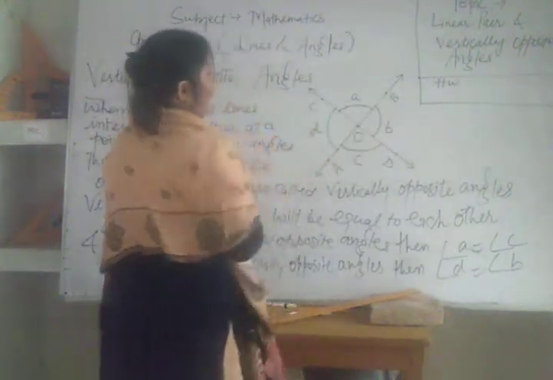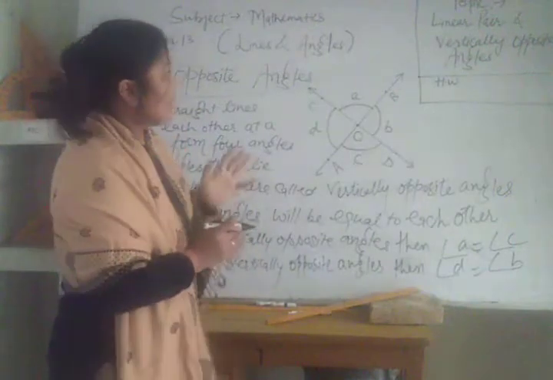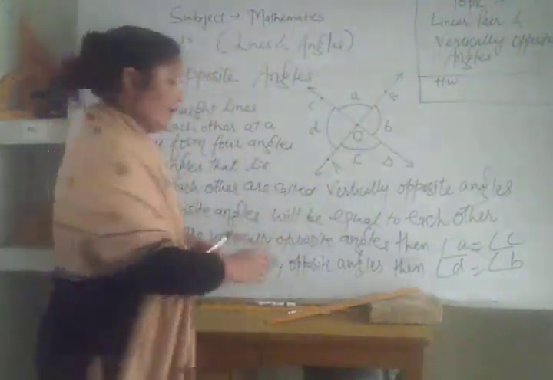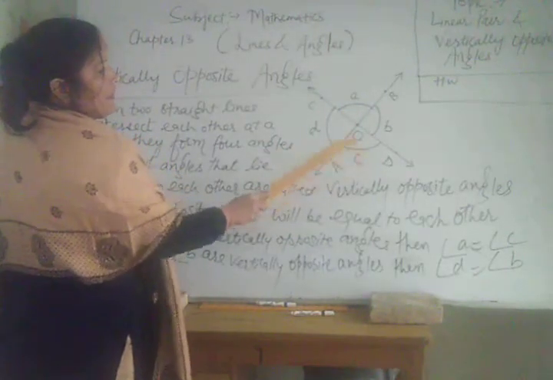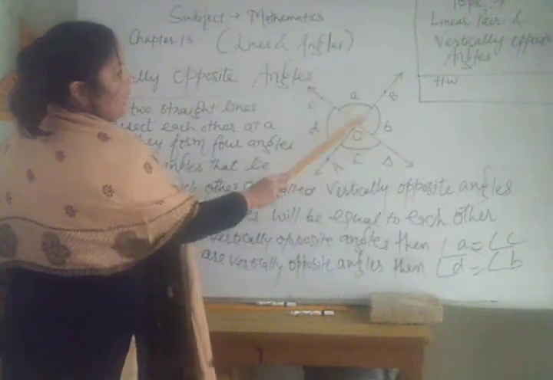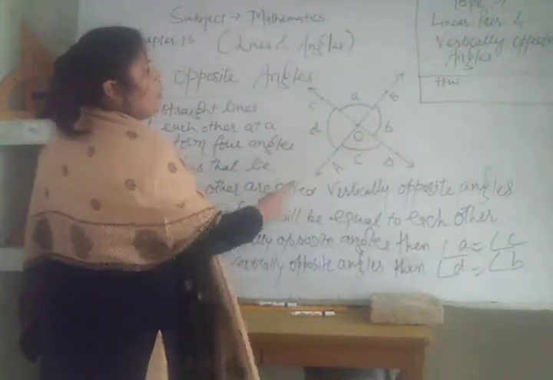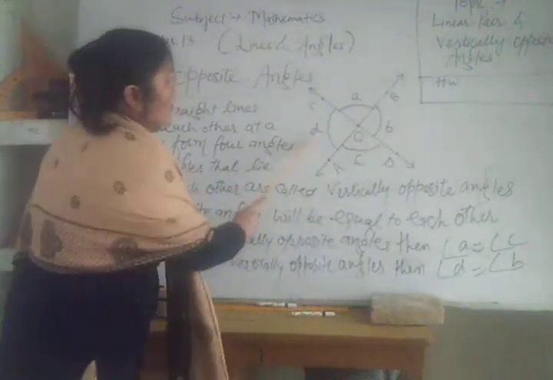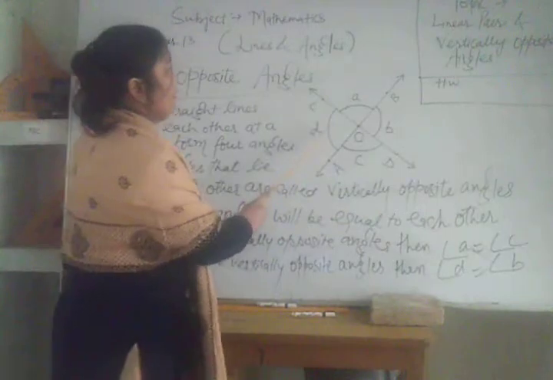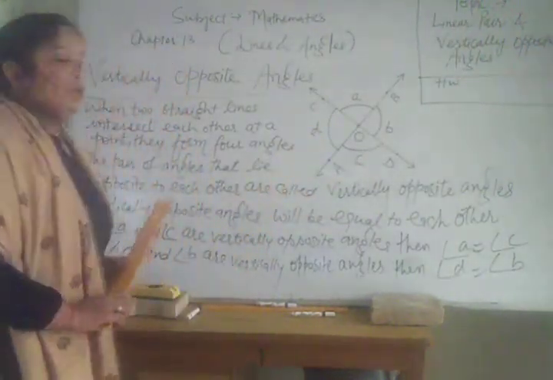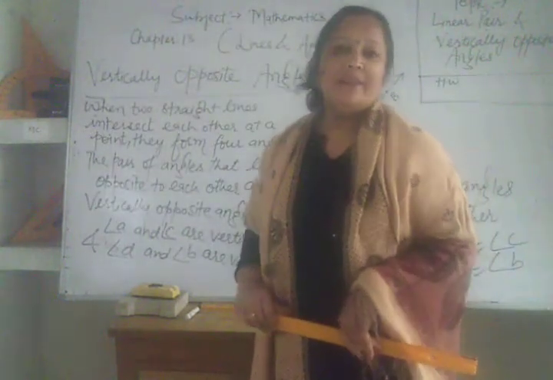I am explaining the recap. When two straight lines intersect at a point, four angles are formed: angle A, angle B, angle C, and angle D. Angle A is vertically opposite to angle C, and angle A is equal to angle C. Angle D and angle B are vertically opposite angles, and angle D is equal to angle B. And one more thing, vertically opposite angles are not adjacent angles.